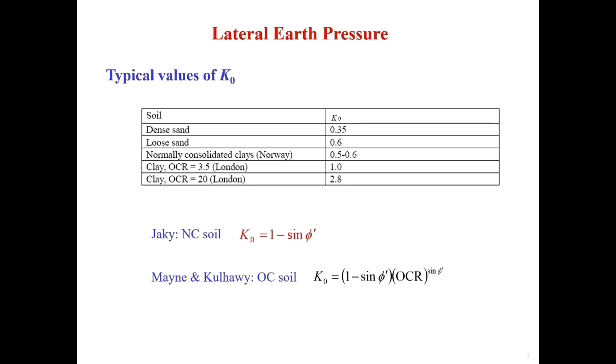The coefficient of earth pressure at rest is an important parameter in soil mechanics, as it is often used to estimate the lateral stress of soil mass, which is in equilibrium below the ground. This table gives a range of values of K0 for different soil types. Whether it's dense sand, loose sand, NC clay, or over-consolidated clay, we are able to find the corresponding empirical values.